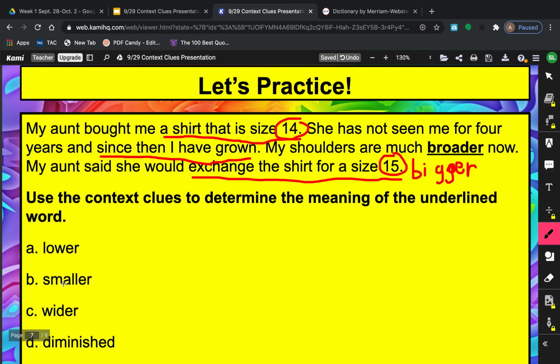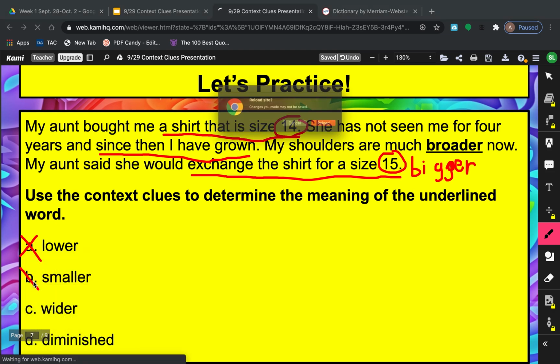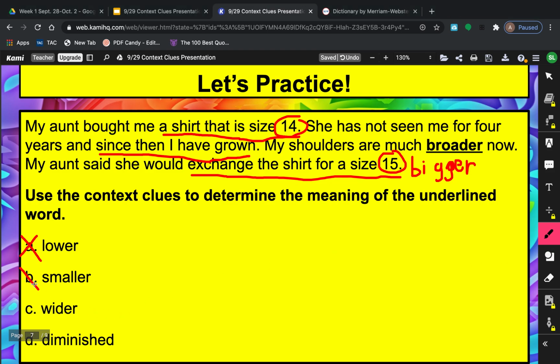So because she is going to a bigger size than a smaller size, there are automatically two answer choices that I can eliminate, and I'm going to eliminate lower and smaller. Just a second. I'm going to cross out smaller and lower. Now, wider could possibly be the answer because our shoulders do tend to get wider when we grow and get bigger. They tend to widen more.